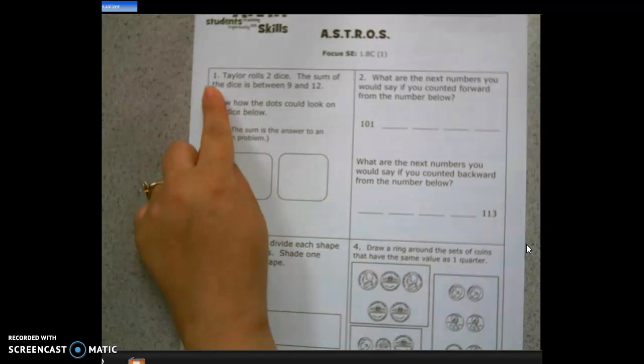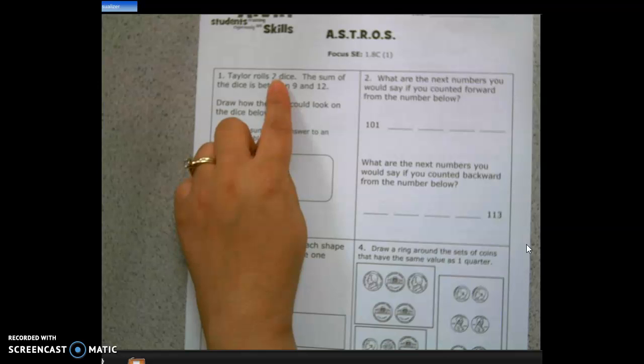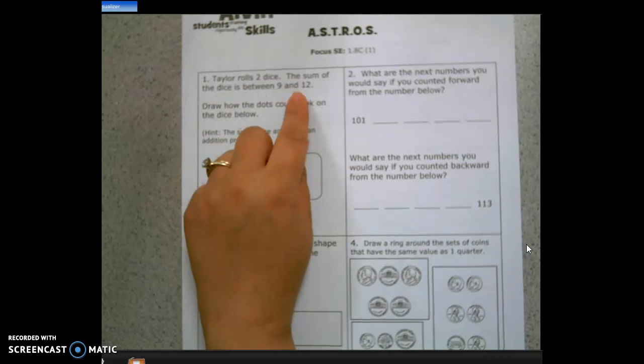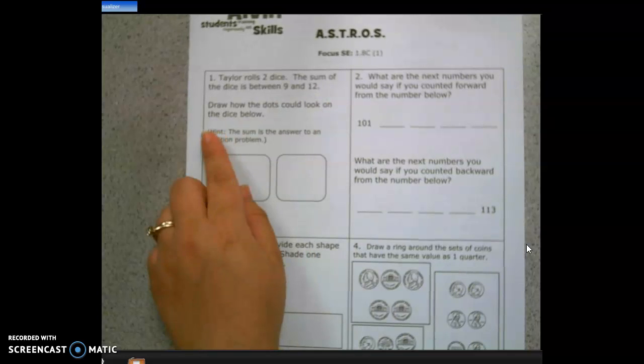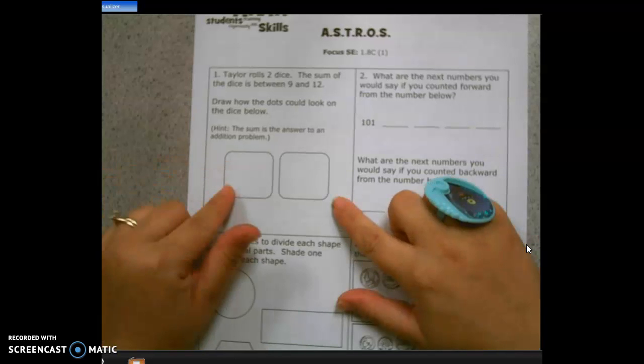Question 1. Taylor rolls 2 dice. How many dice? 2 dice. The sum of the dice is between 9 and 12. Draw how the dots could look on the dice below. Hint, the sum is the answer to an addition problem. So what you're going to do is think of a number between 9 and 12, and you're going to make that number on the dice.